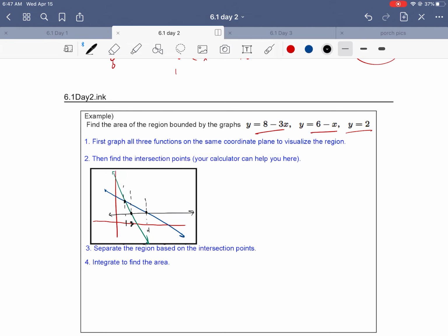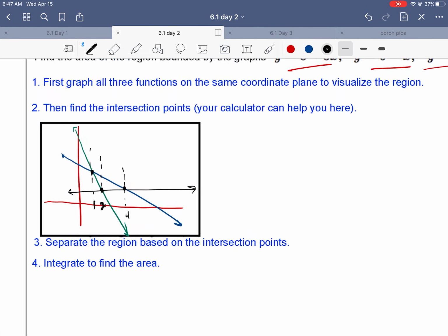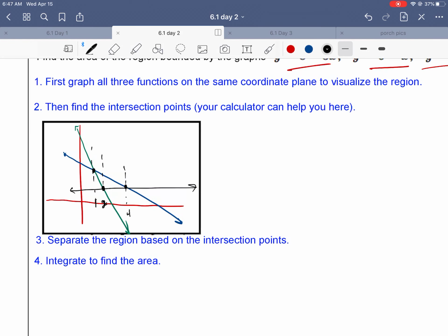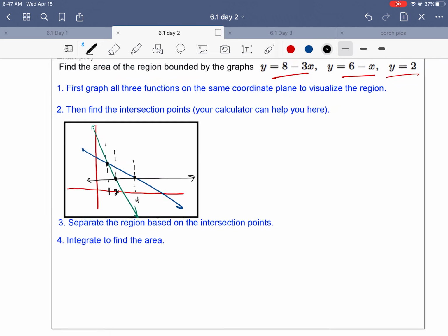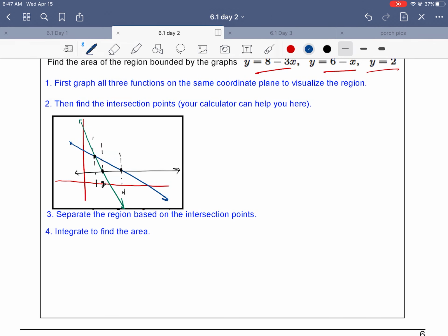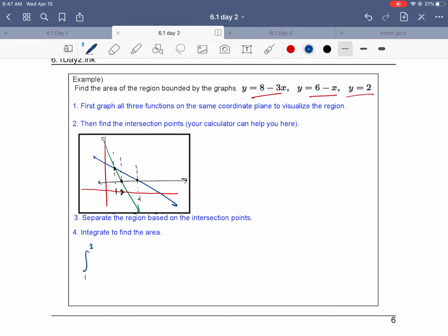Okay, so now on my graph here, I'm showing the 2 separate spaces from 1 until 2. In my color scheme, I have blue above green, and then 2 until 4, blue above black. So I'll write that in integral notation now. The integral from 1 to 2. Right, the blue is the less steep line, so that's the 6 minus x line, minus the green, 8 minus 3x.